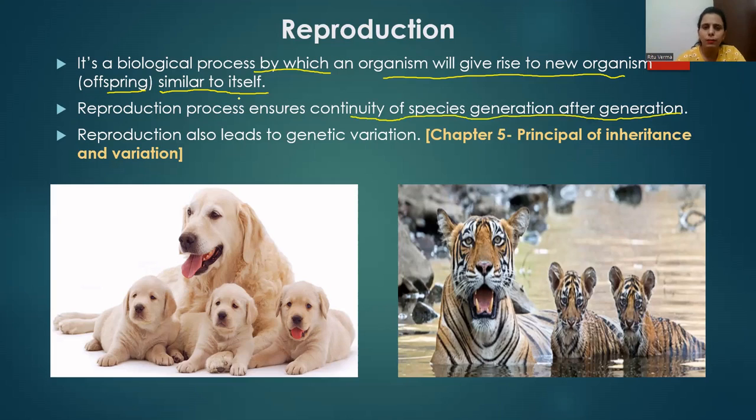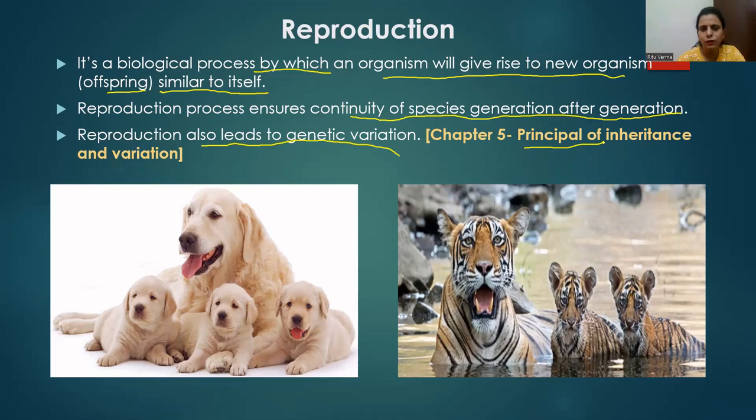So this is because of the reproduction process that organisms of different species are able to survive on earth generation after generation. And another very important point why reproduction is important is that it leads to genetic variation. About this in detail, you will learn in chapter number 5, Principles of Inheritance and Variation. So we'll talk about this there.